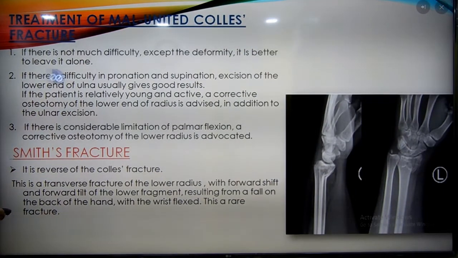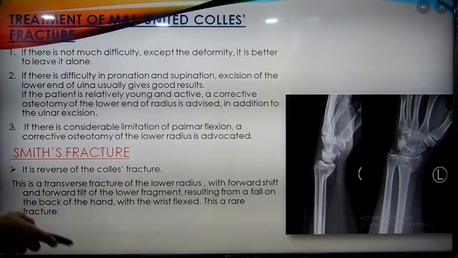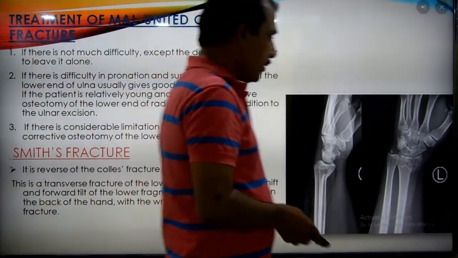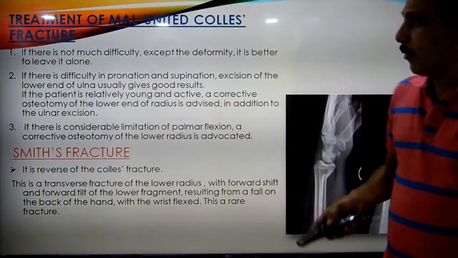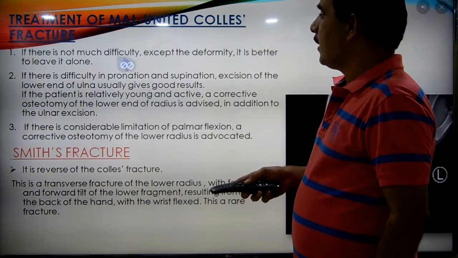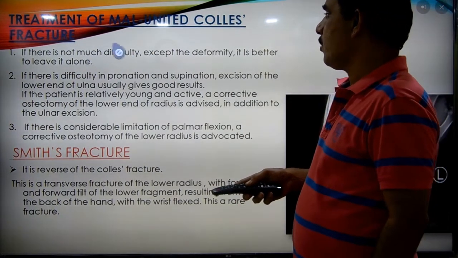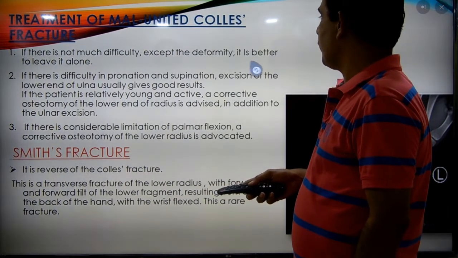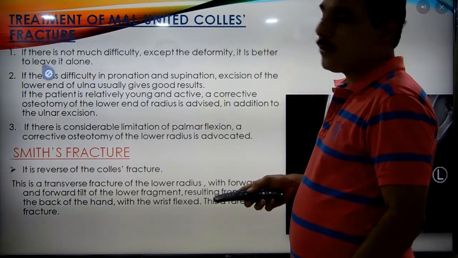Then treatment of the malunited fracture. Sometimes what happens? The fracture makes malunion. It's a very common complication. You have to do the treatment of it. There is not much difficulty except the deformity. It is better to leave it alone.